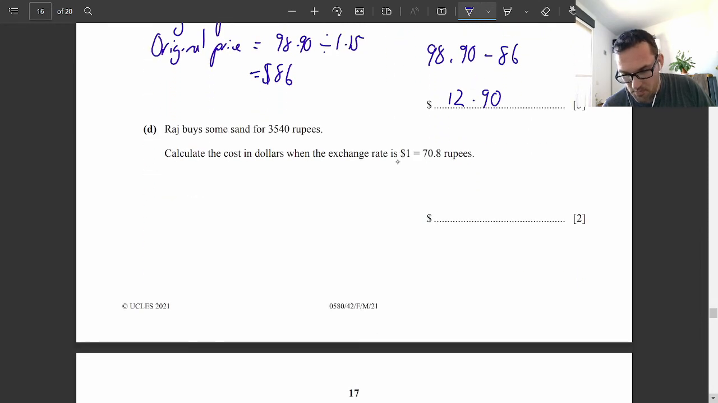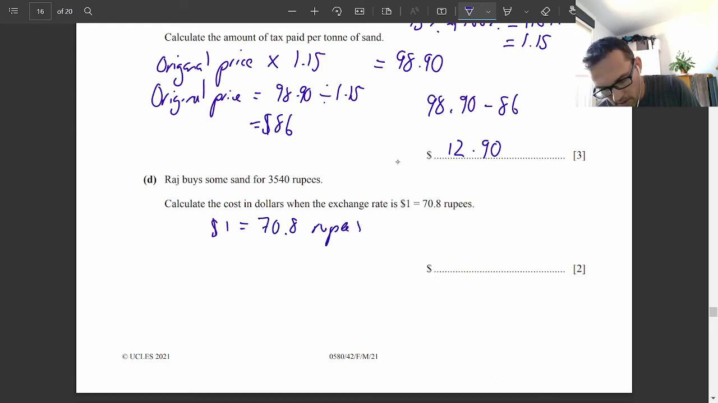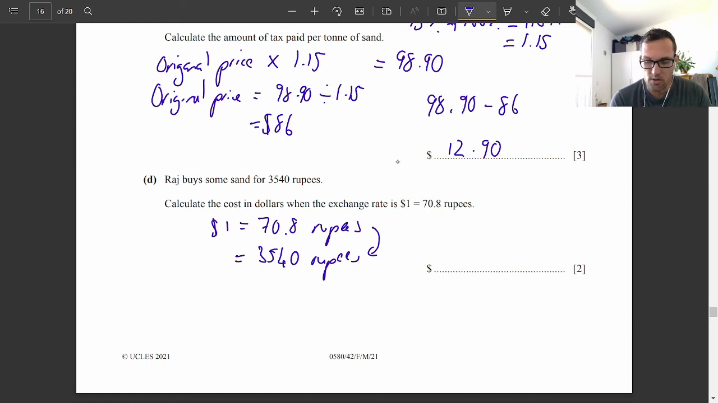Question D. Raj buys some sand for 3,540 rupees. Calculate the cost in dollars when the exchange rate is $1 equals 70.80 rupees. Let's write it down. So $1 is 70.8 rupees. Okay, we can do this like a ratio. Well, we actually have 3,540 rupees. So the question is, how do we get from 70.8 to 3,540? What do we multiply by?